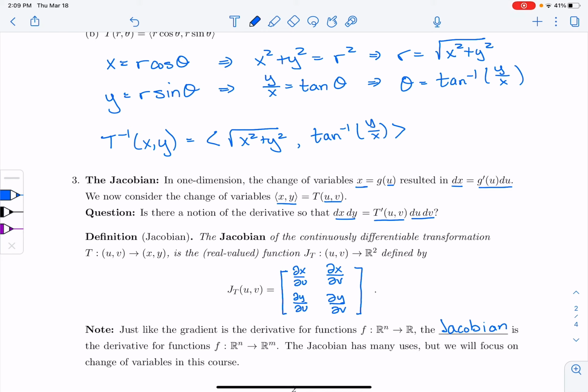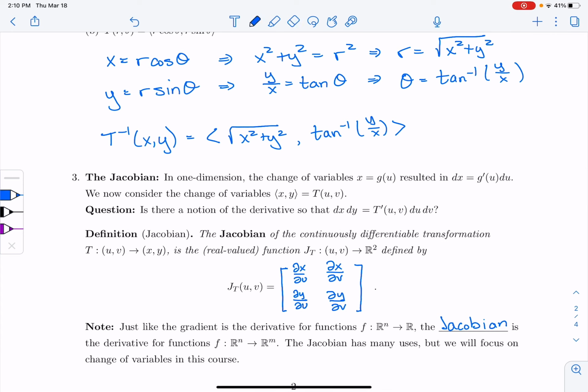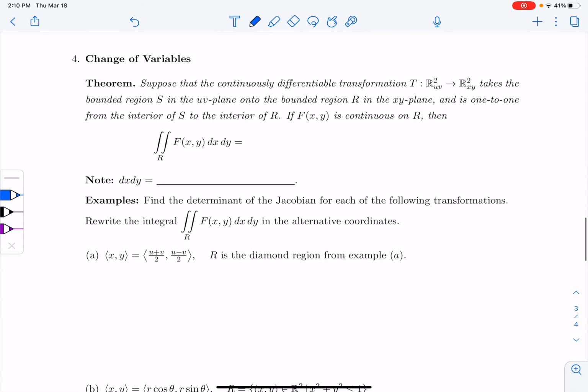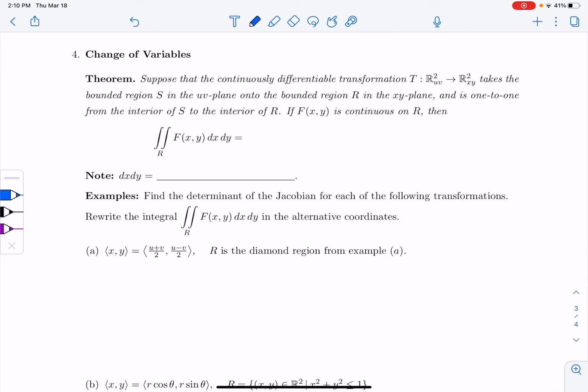Now I want to get back to this question finally. Is there a notion that dx dy can be rewritten as, say, a derivative of my transformation T times du dv? So I'm going to present the change of variables theorem. The change of variables theorem says, suppose that we have a continuously differentiable transformation T, which takes a region in the uv plane and returns a region in the xy plane. It's going to take a bounded region S in the uv plane, and the image of S is going to be a region I'm going to call R in the xy plane.